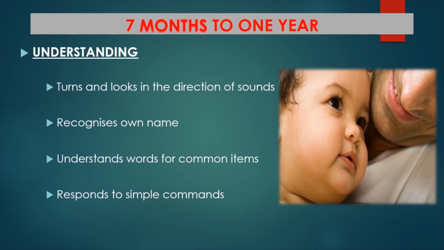So this is one major milestone area, so please take this into consideration. They turn and look in the direction of sounds. They recognize their own names, around this time. If you call them from a distance, they'll respond and they'll come to you. The third thing is that they understand words for common items. And the fourth one is that they respond to simple commands. And also they listen to songs and stories for a short time. Here you cannot say that they exactly understand the concept behind the song and the story, but since they love music, they love rhymes, they love listening to stories, they might listen for a short amount of time.